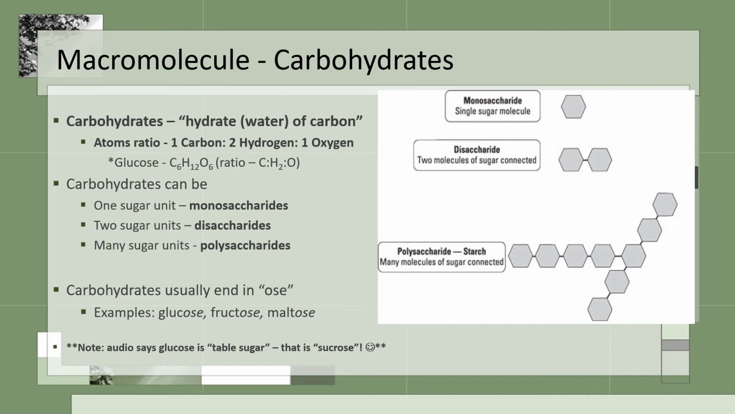They can be single sugars called monosaccharides, as seen at the top of the image. 2 sugar units are called disaccharides, as indicated in the middle of the image, or a string of many sugar units would be known as a polysaccharide. Carbohydrates are typically recognized by the OSE at the end of their name, such as glucose, fructose, maltose.